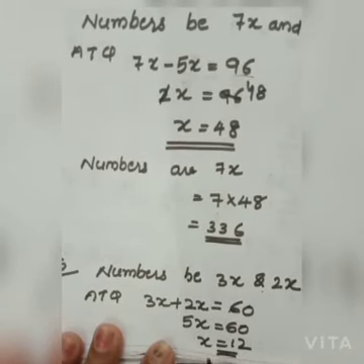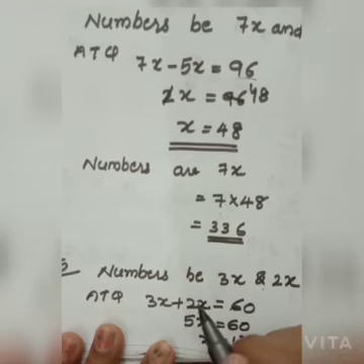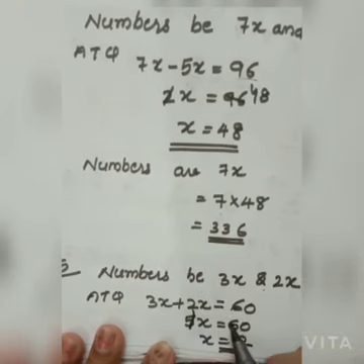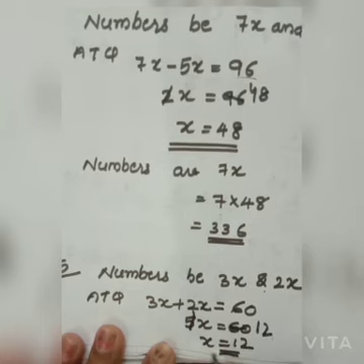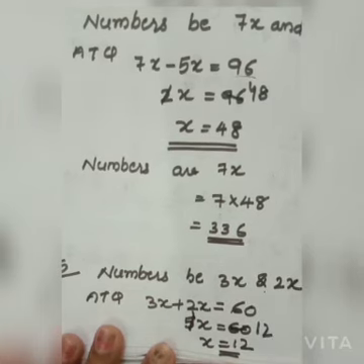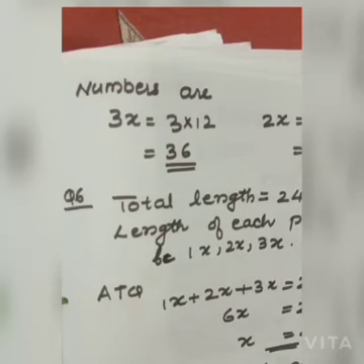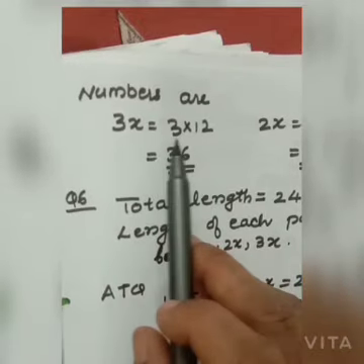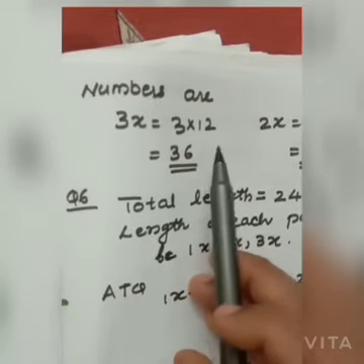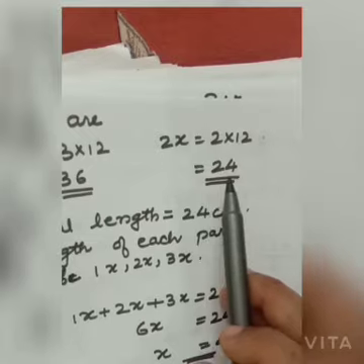5x equal to 60. x equal to 12. 5 table, you can cut out this 60. 12 5s are 60. x equal to 12. Afterwards you have to put the x value 12. 3x equal to 3 into 12 equal to 36. 2x equal to 2 into 12 equal to 24.